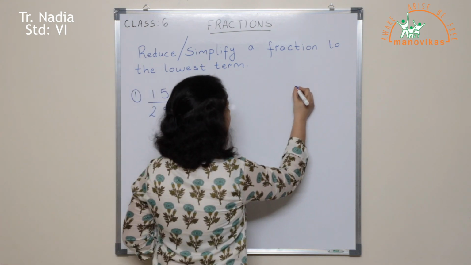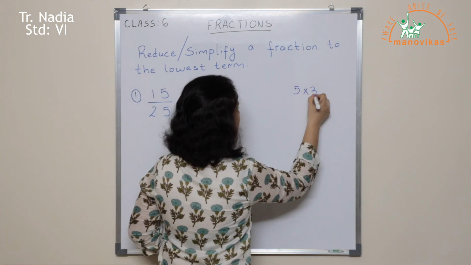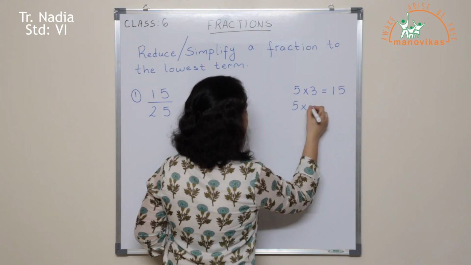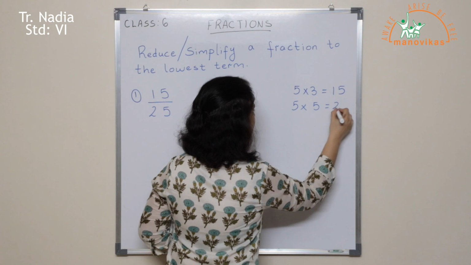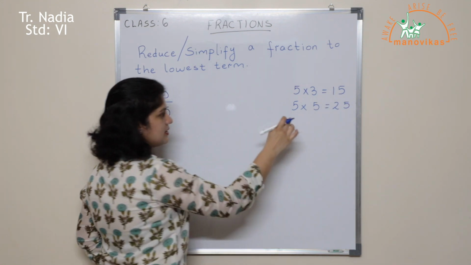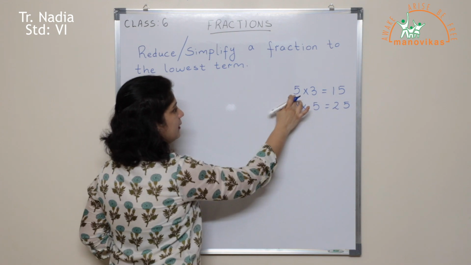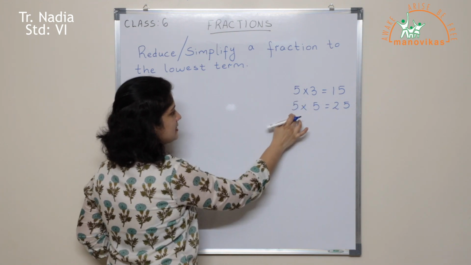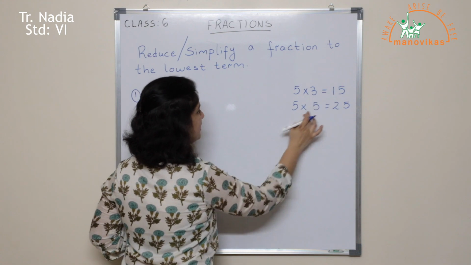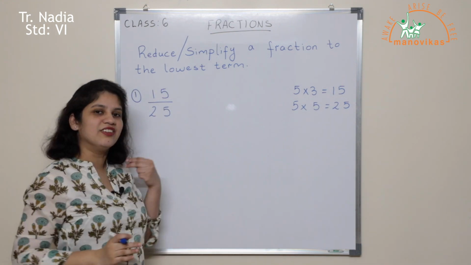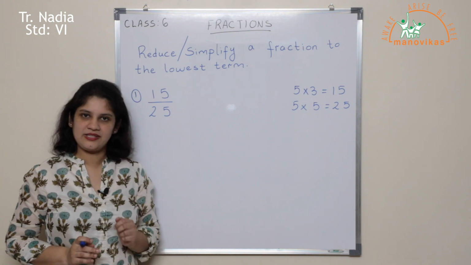We know that 5 multiplied by 3 is 15 and 5 multiplied by 5 is 25. So both the numbers, the numerator and the denominator, that is 15 and 25, appear in the 5 times table. 5 3s are 15, 5 5s are 25. So this fraction I can reduce using the 5 times table.